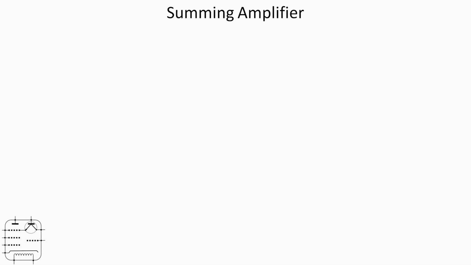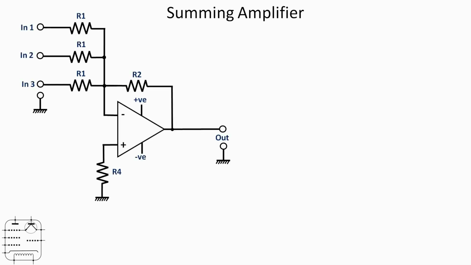On to our next example then, which is the summing amplifier. So here's the general arrangement of the circuit. Now I've shown 3 inputs there, and I've called all the input resistors R1 because they're always the same, but you don't have to have 3, you can have 2 or 7, however many you want.